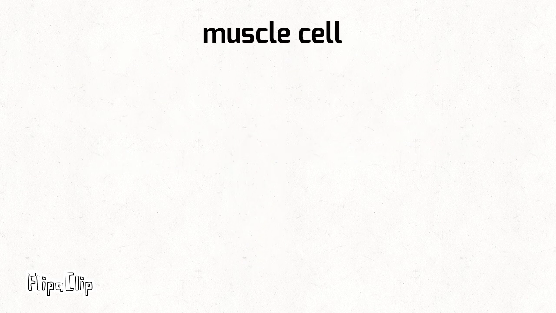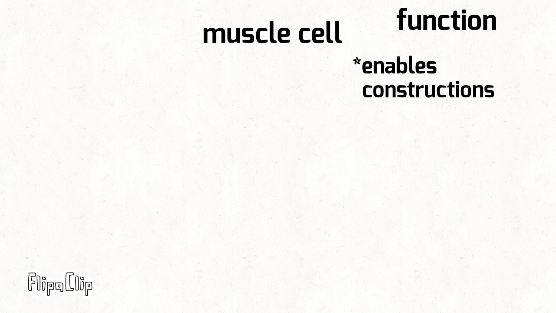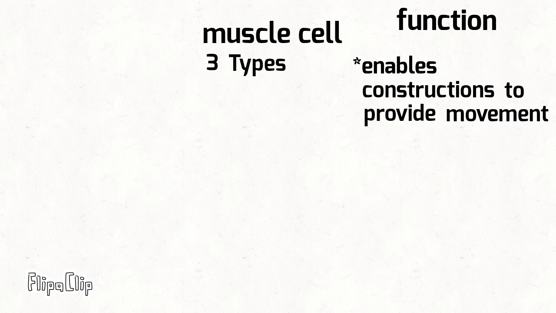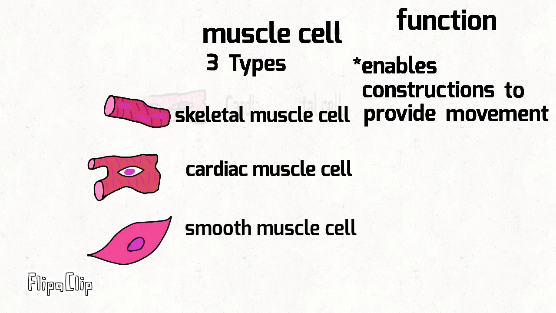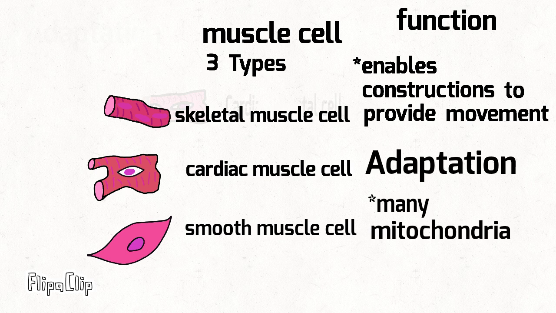Next is the muscle cell. It enables contractions to provide movement. There are three types of muscle cells. These are skeletal, cardio, and smooth muscle cells. Each has many mitochondria to release energy for contraction.